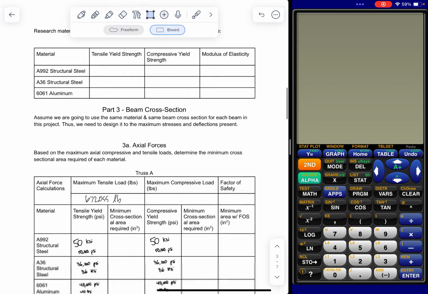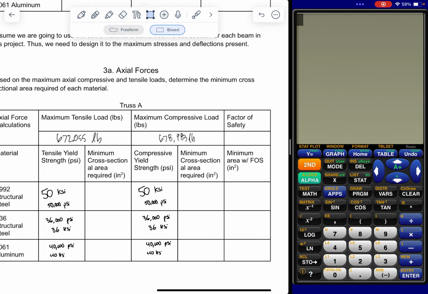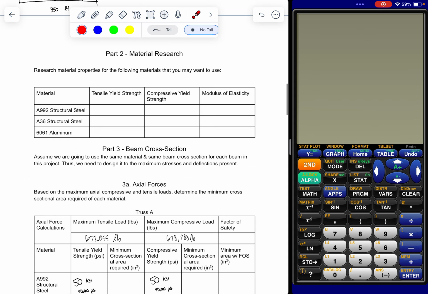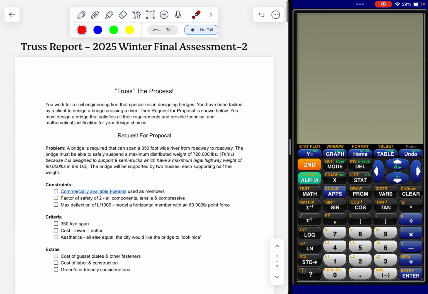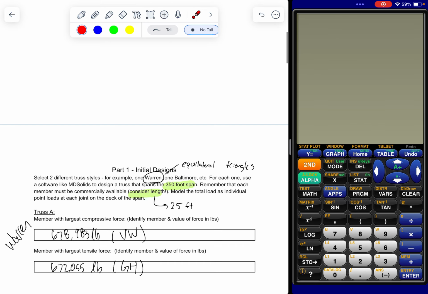But sometimes if you have a different kind of truss, there's going to be a lot more compression or a lot more tension, so it is good to check both. For a Warren truss, they're usually pretty symmetrical. Make sure you see this factor of safety. What factor of safety, by the assignment, we have defined as 2. So everything's got to handle twice of what it's going to be.